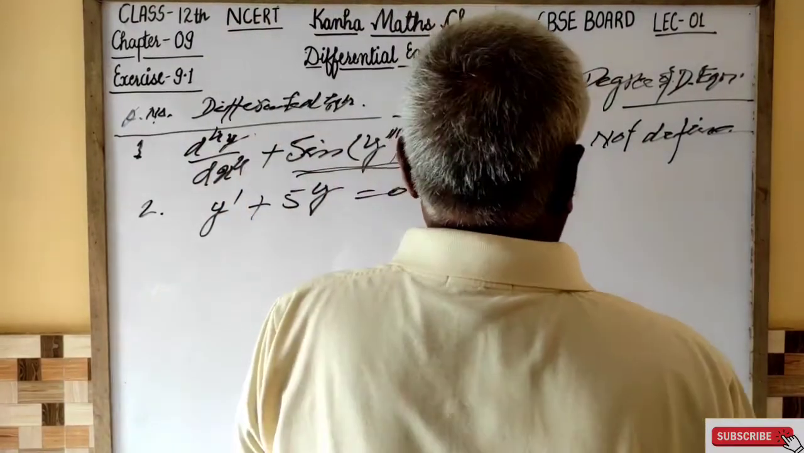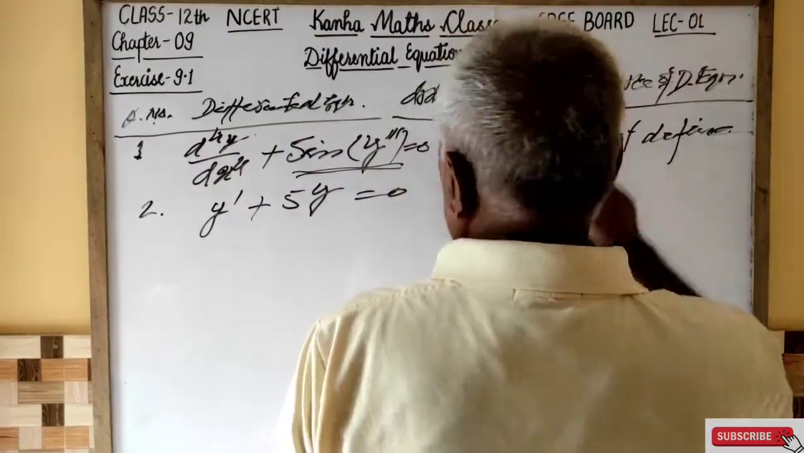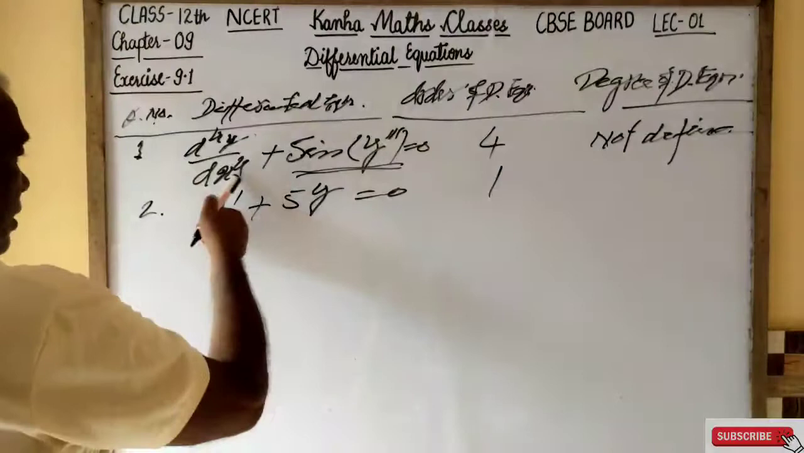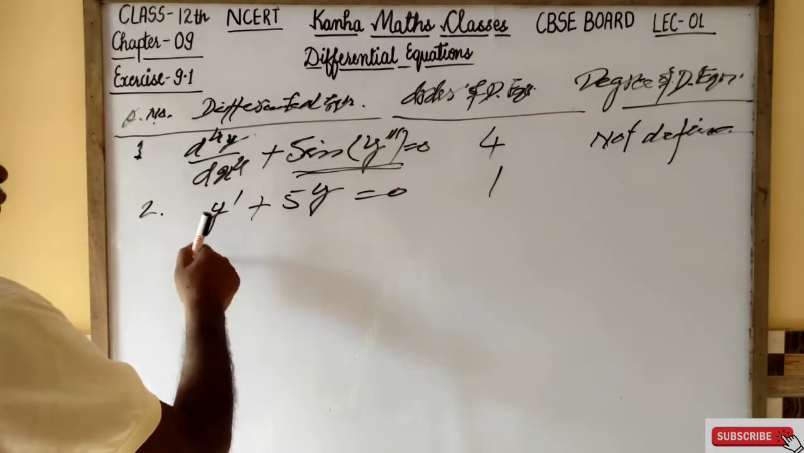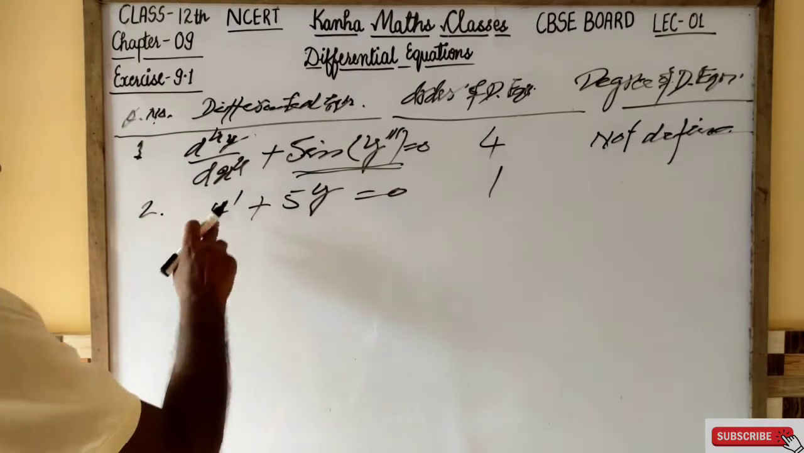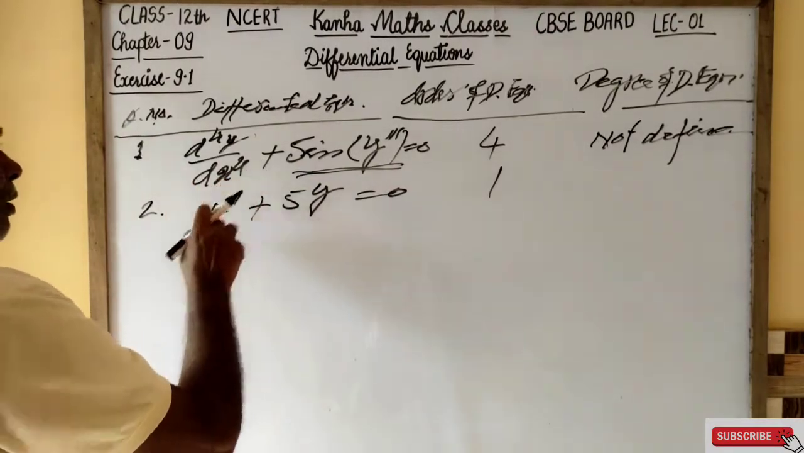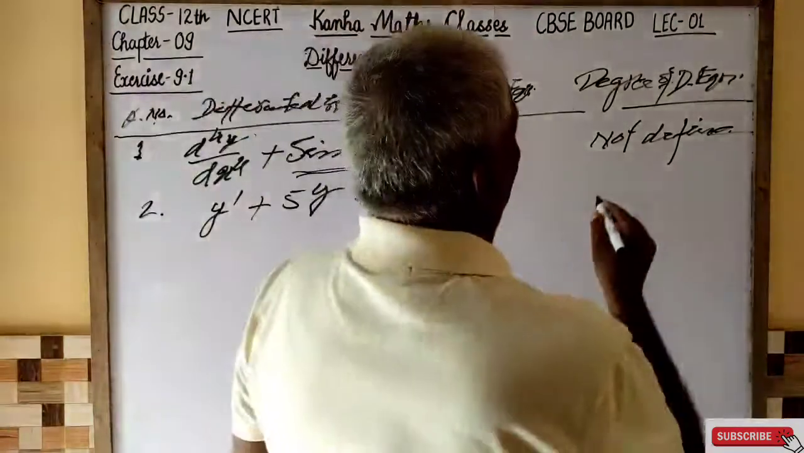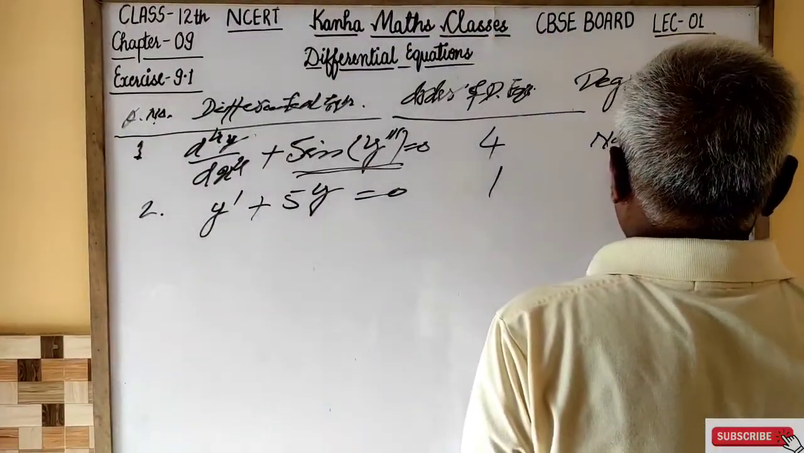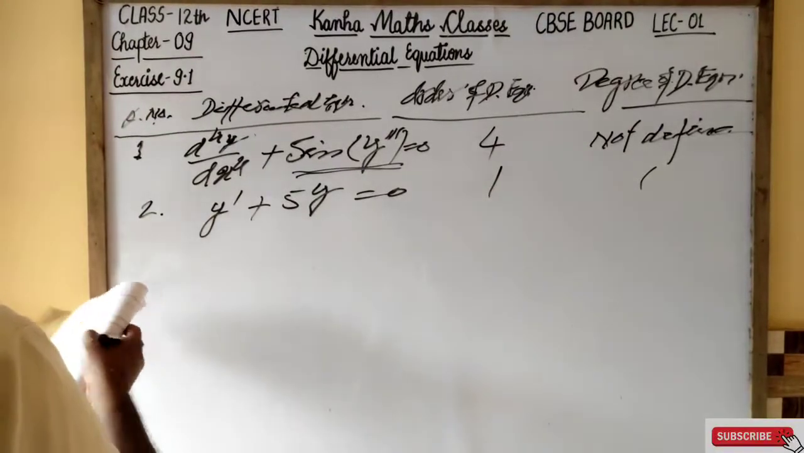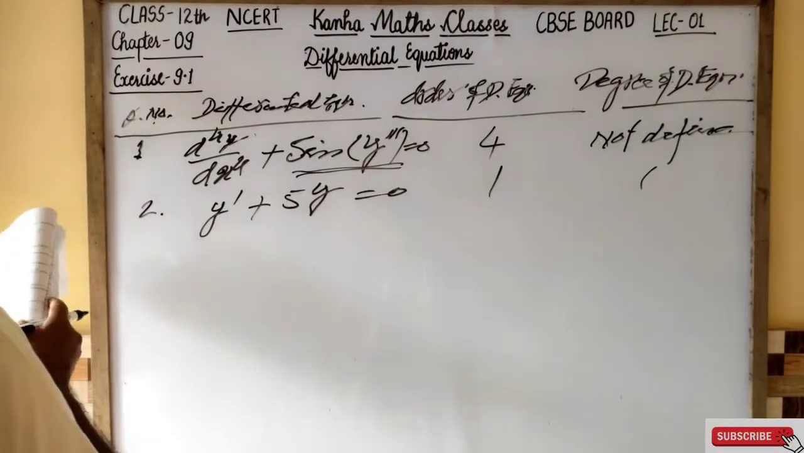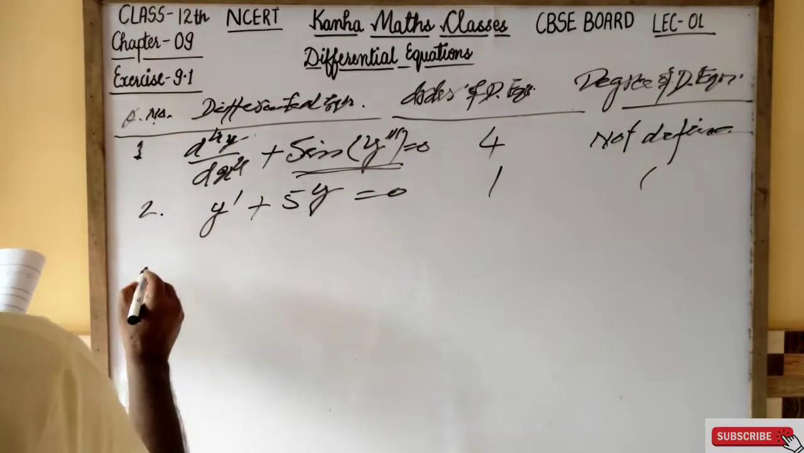But what about the degree of the differential equation? The highest order derivative present in the differential equation is y dash, and its power is only 1. So the degree of the differential equation is also 1. Now we will try the third differential equation.